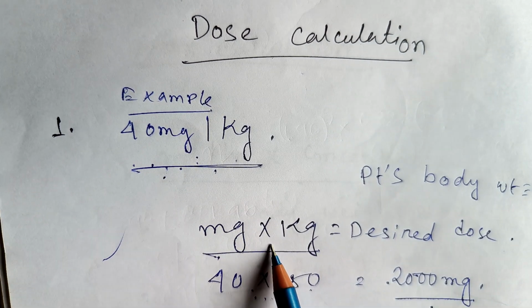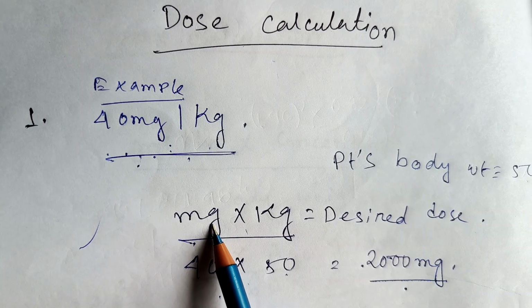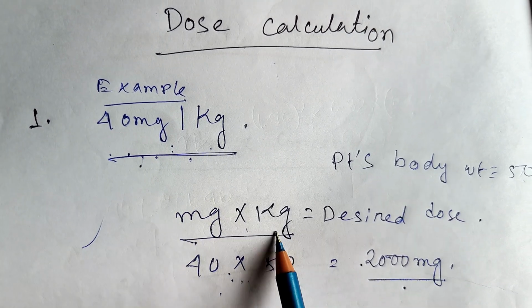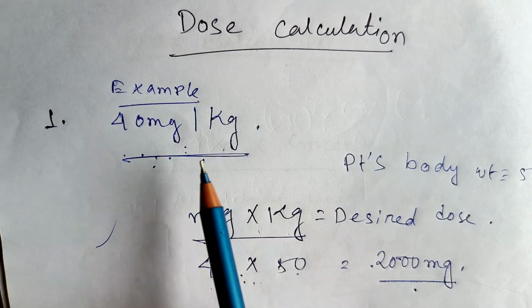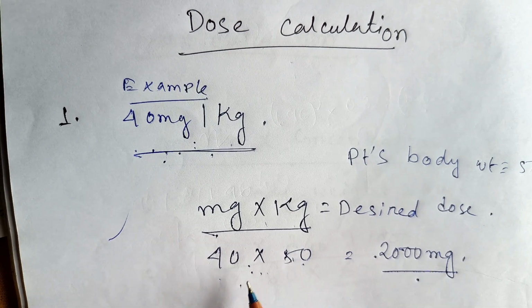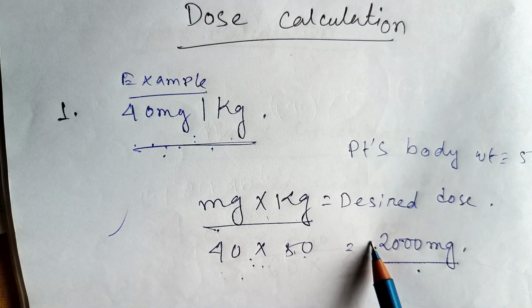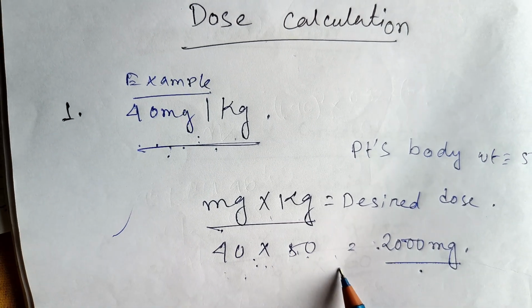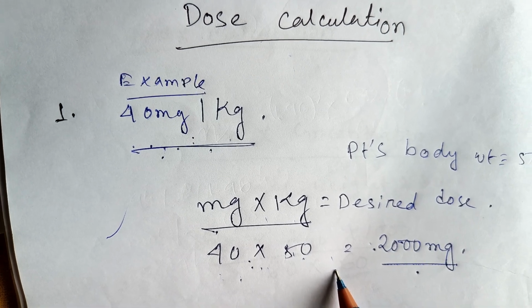By the weight: if the patient's body weight is 50 kg, we simply multiply mg into kg, like 40 mg into 50. For 1 kg we have to give 40 mg, so for 50 kg we need 50 into 40, that is 2000 mg, right? This is the simplest method by which we can calculate the patient's dose of medicine.